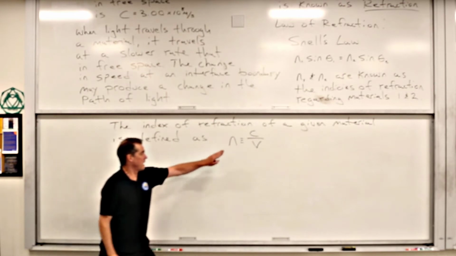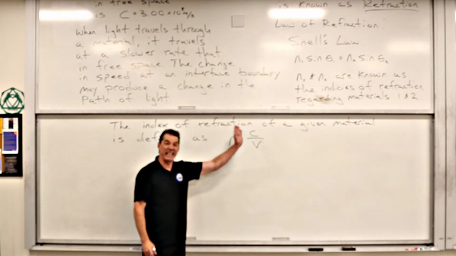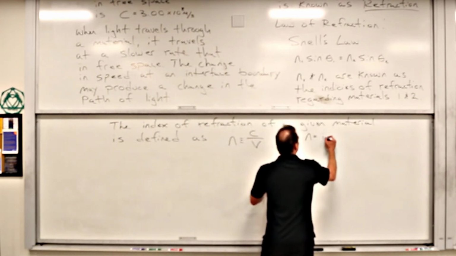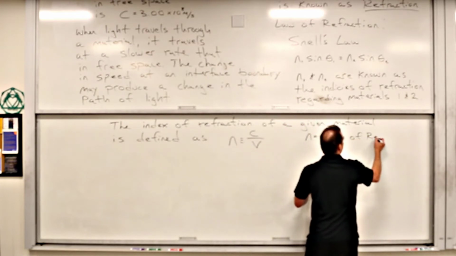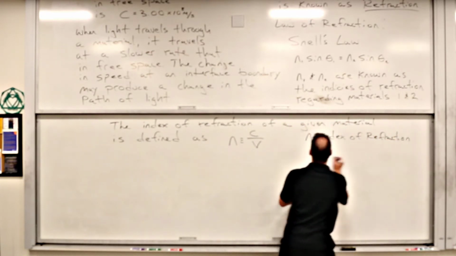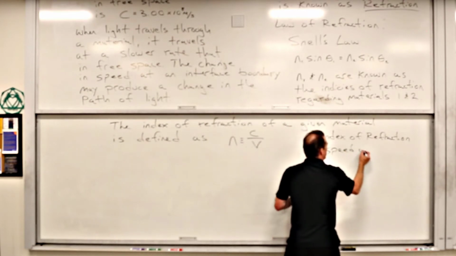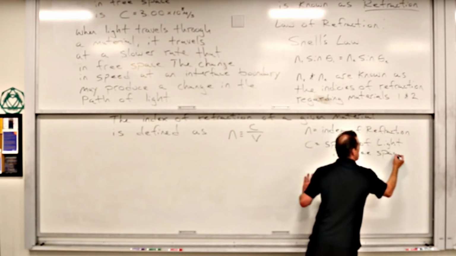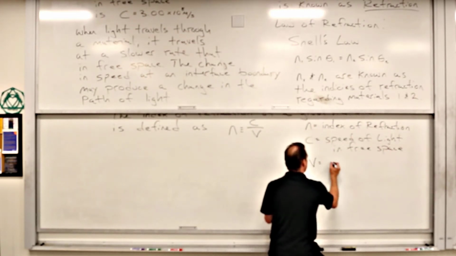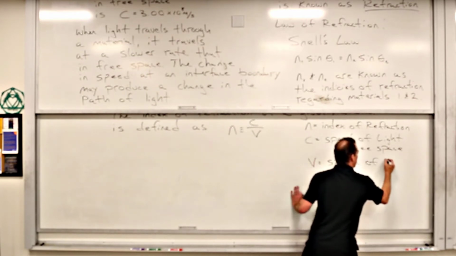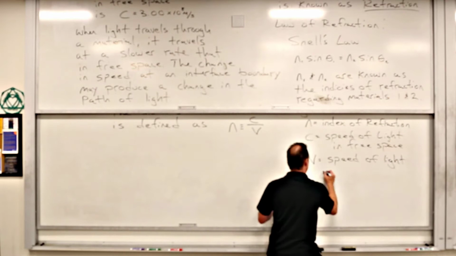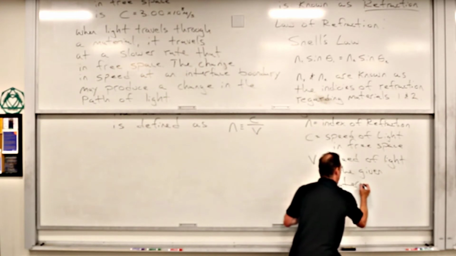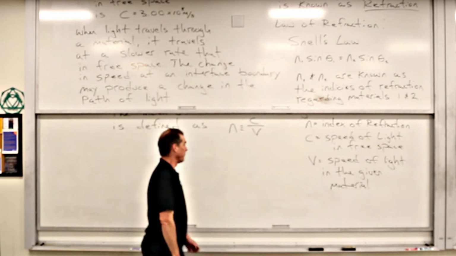So it's defined as n is the index of refraction, c is the speed of light in free space, and v is the speed of light in the given material. So n, index of refraction, equals c, the speed of light in free space, divided by v, the speed of light in the given material, for which we're defining the index of refraction.